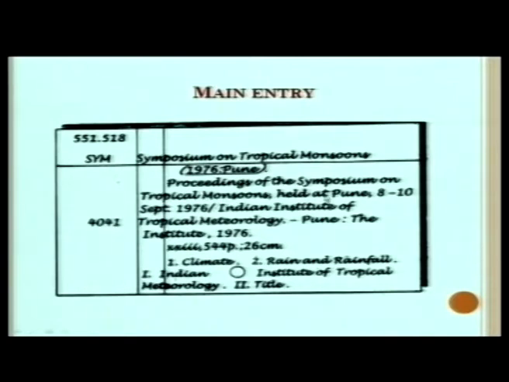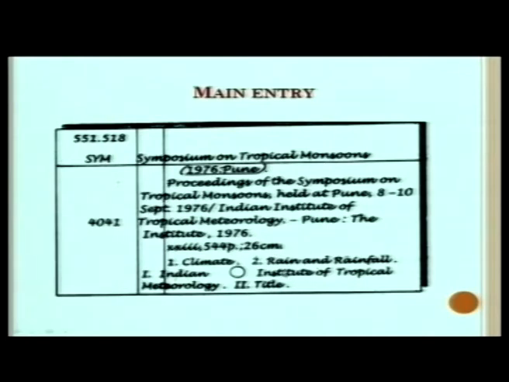Then proceedings of the symposium on tropical monsoons, as usually it is started. Then the statement of responsibility in this case is Indian Institute of Tropical Meteorology, this is again an institute. Pune is the place of publication, the publisher is the institute itself. So, here we have mentioned institute, and the year of publication is 1976. Coming to the physical description area, it does not have volume as I said before. So, this has the preliminary pages and textual pages, then size of the document is 26 centimeters.